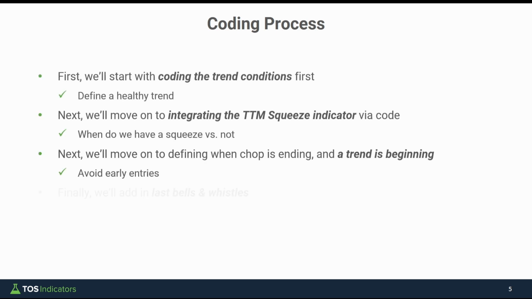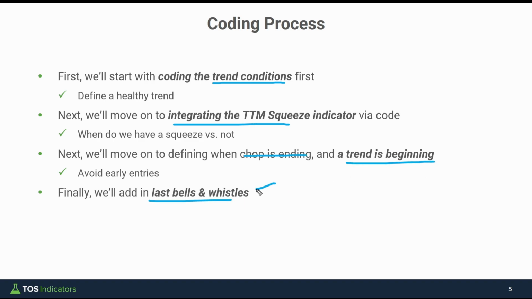your thinkorswim trading arsenal. Now for this tutorial, here's the coding process that I'm going to follow, quickly going through it. We'll start with coding the trend conditions, then we'll integrate the TTM squeeze, then I want to find ways to eliminate the chop and focus on when the trend is beginning, and finally clean up the code, add in some bells and whistles, maybe even ways to turn the squeeze on and off so you can use this as a standalone trend indicator as well.